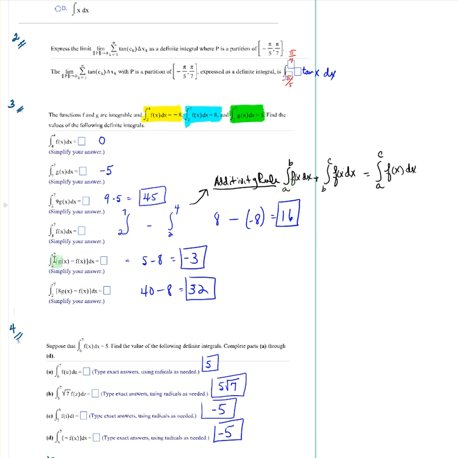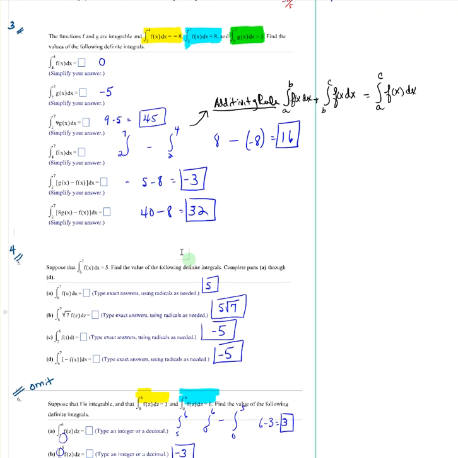All right, from 2 to 7 of g of x minus f of x. Well, g of x is 5. f of x is 8. We can say 5 minus 8 is negative 3. In this one, 2 to 7 of 8 g of x minus f of x. So 8 times 5 is 40, minus 8 is 32. So that's what you're doing there.